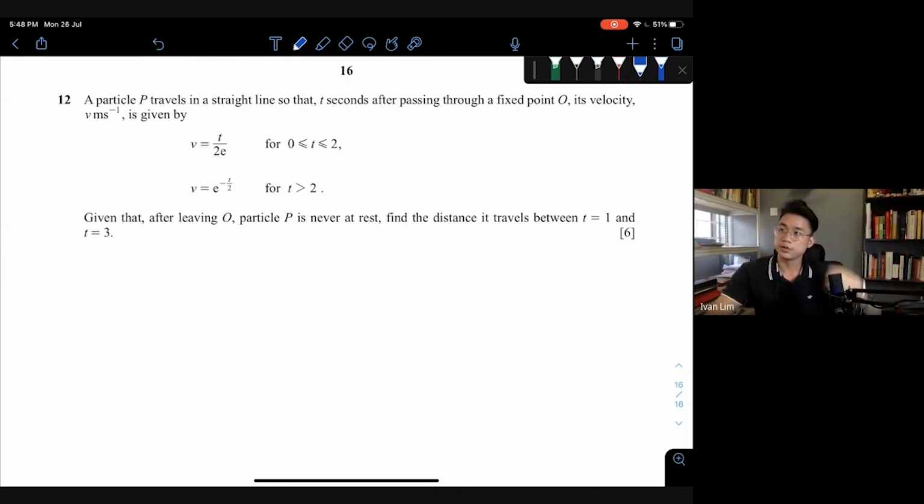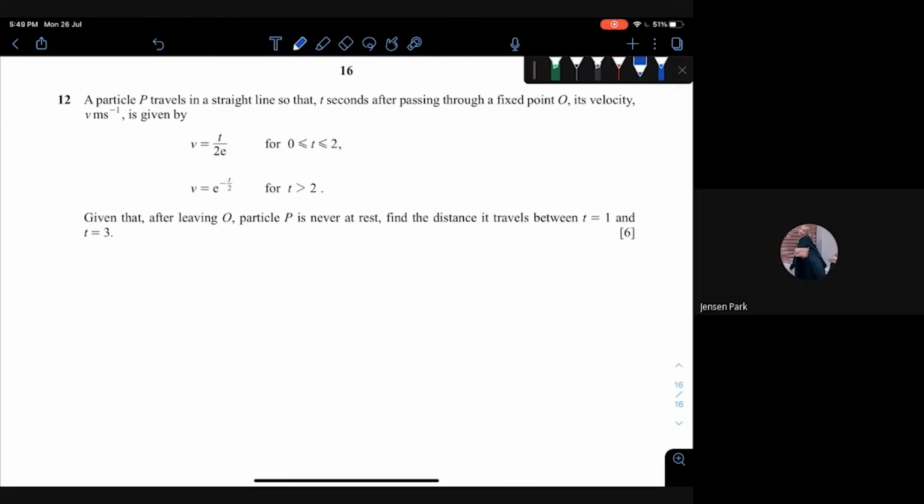Given that after leaving O, particle P is never at rest, what does this statement say? It means it doesn't U-turn, because there's no v equals 0. It's never at rest, so we actually don't need to check for the U-turn. Find the distance it travels between t equals 1 and t equals 3.